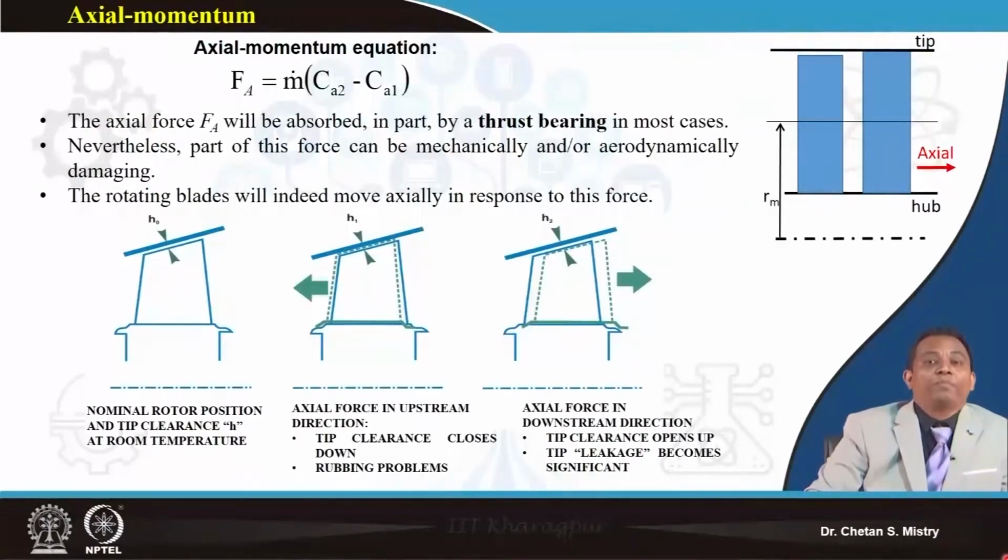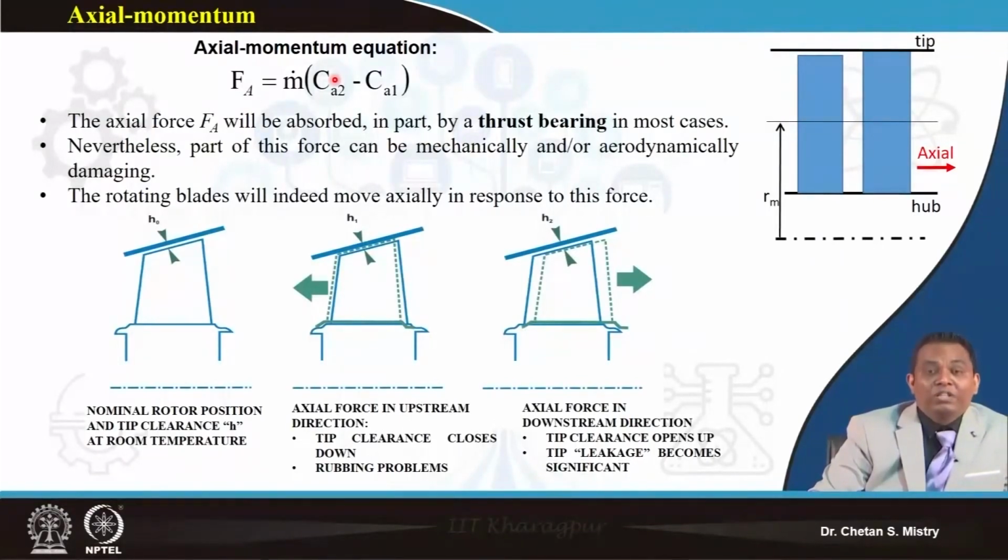Say we are putting a term, our axial momentum. We have three major velocity components, and a fourth velocity component we correlate with the diffusion process. Suppose I consider my axial velocity, then my axial momentum equation will be written as m dot into Ca2 minus Ca1.